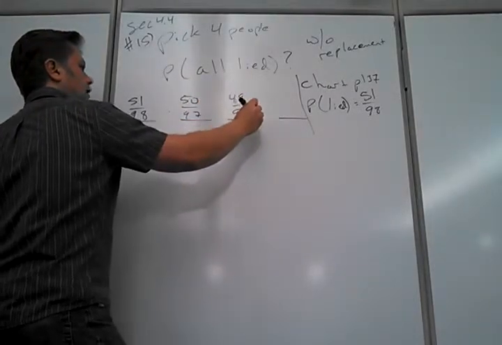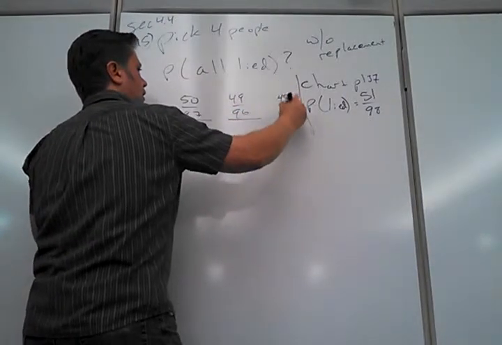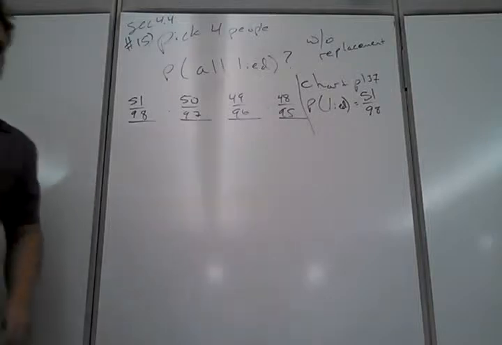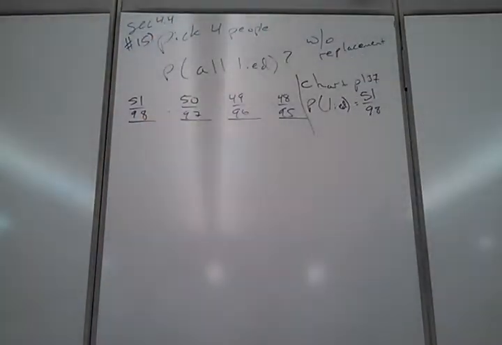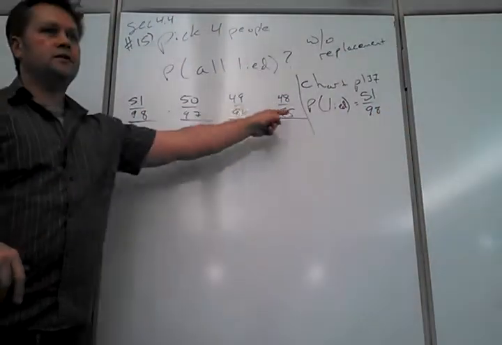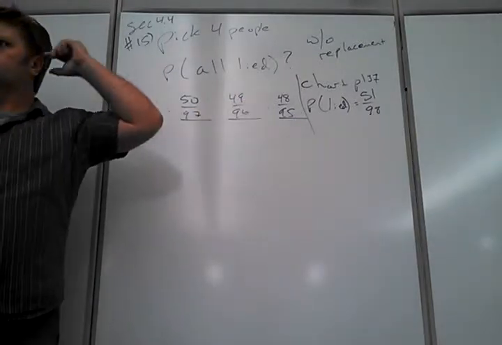Then 49 out of 96, 48 out of 95. And then you just go to the top and multiply those out. Is that cool? So it's like the pick a king and then pick another king that we did the other day, or from that worksheet, when we picked somebody who was an independent and then a Republican, but we did it without replacement. We just did it for two people, but if you do it for four people, it's the same idea. It just keeps going and going.